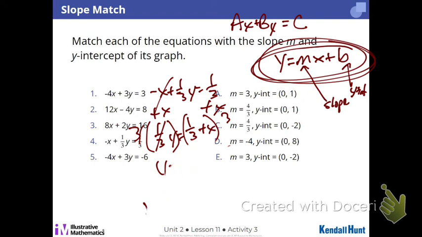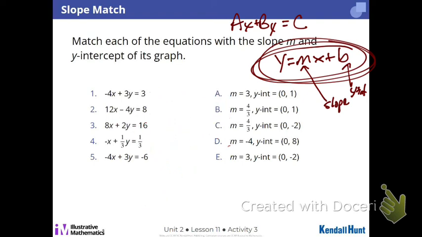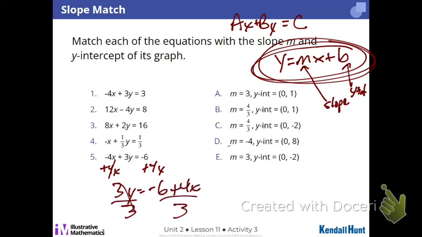Last one! Raymer, help me out here. What am I doing first? So you're going to add 4x, yeah? And then you're going to divide by 3. Got it. What's the thing that's happening over and over? 4/3. And where am I starting? Negative 2.